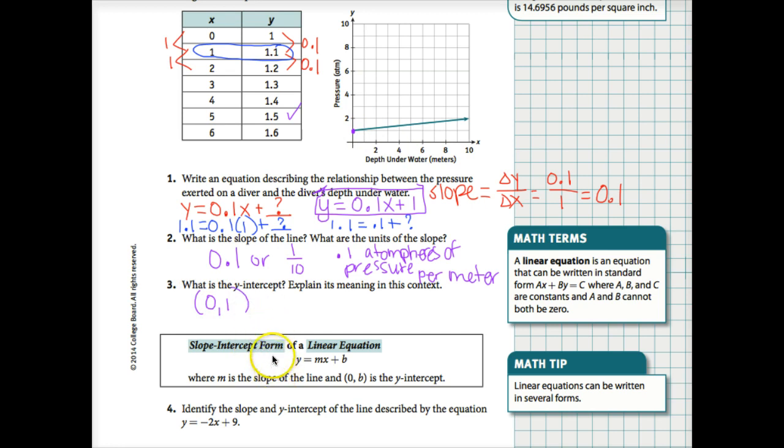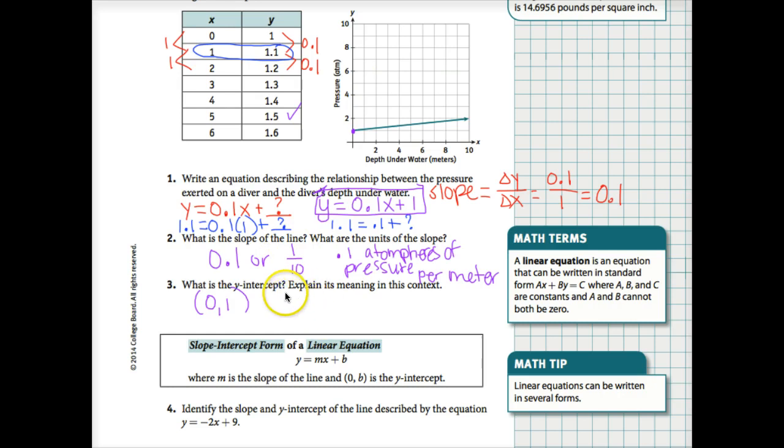Remember, from earlier in the unit, we always list intercepts as ordered pairs, so do not just write 1. We need to say (0, 1) as the ordered pair. Explain its meaning in context. So again, that's just putting the real life labels on it.